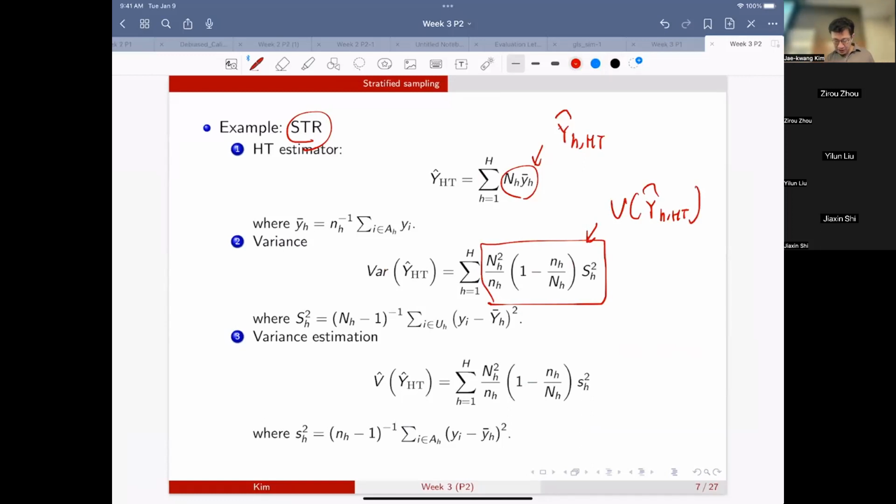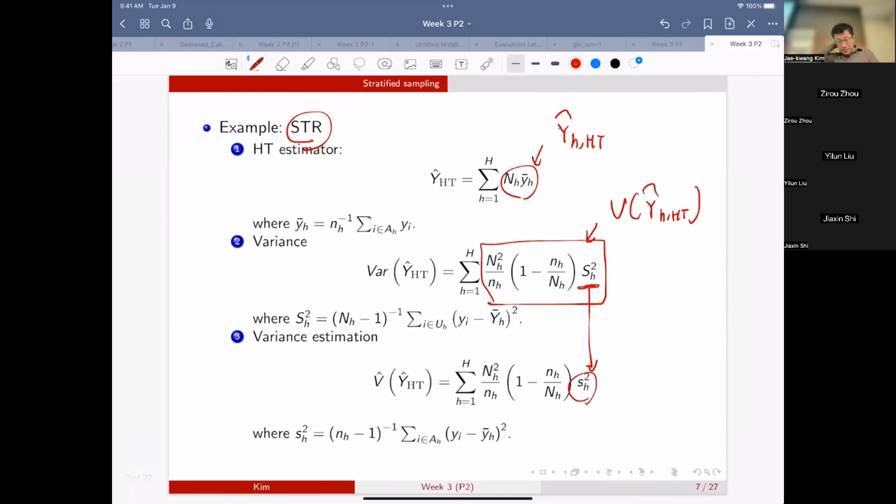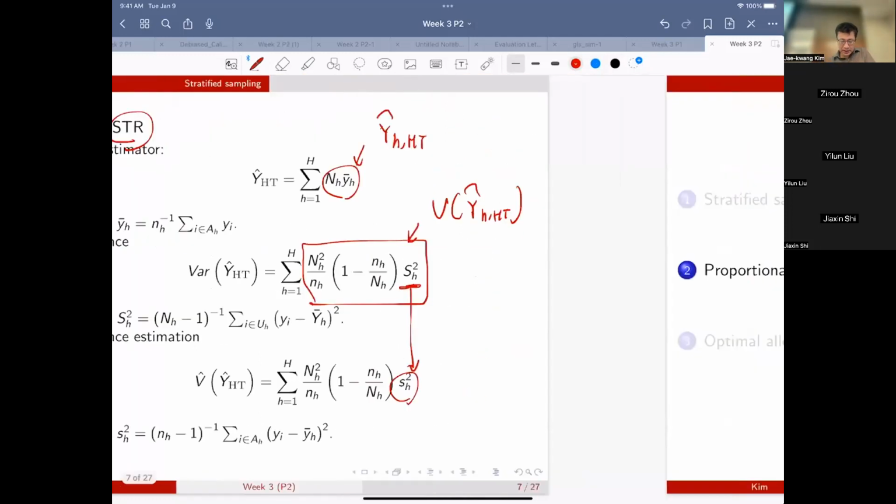And then here, the only difference is that I use small s square instead of capital S square, because on simple random sampling, small s square estimates capital S square unbiasedly. So that is pretty much the basics.